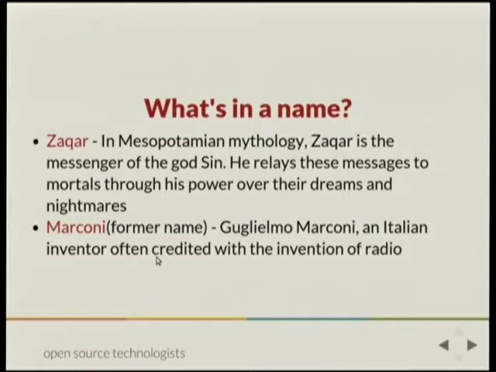And before Zaqar, we used Marconi. Marconi is a former name. If you just Google, you will see a lot of results about Marconi. But there was a trademark problem. The well-known case in OpenStack is Quantum to Neutron. So we also ran into the same problem, so we renamed it from Marconi to Zaqar. Marconi is an Italian inventor, often credited with the invention of radio. So I really like Marconi, but for now we're using Zaqar.